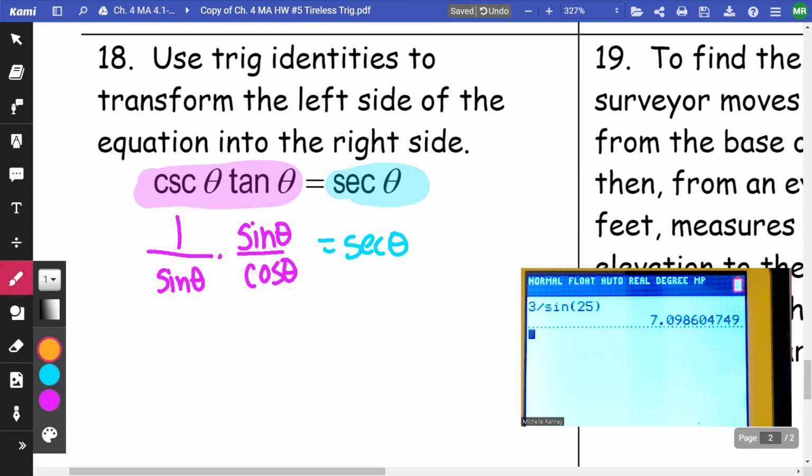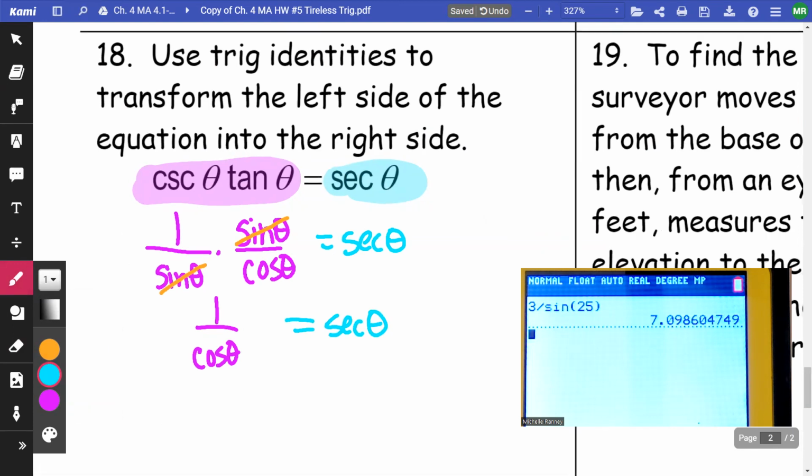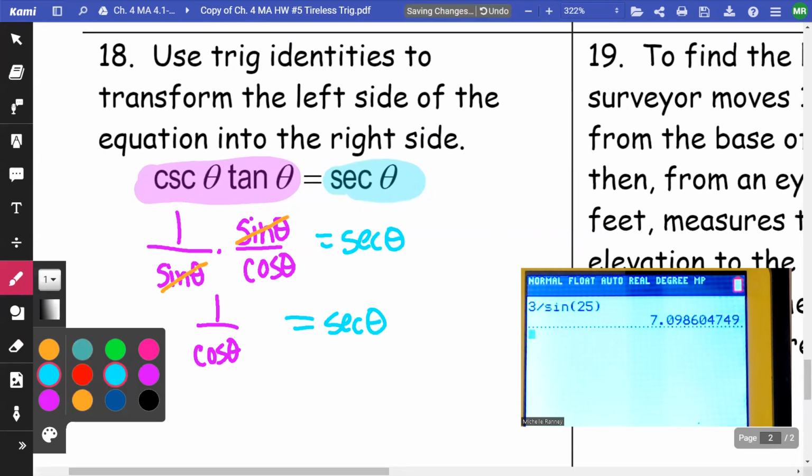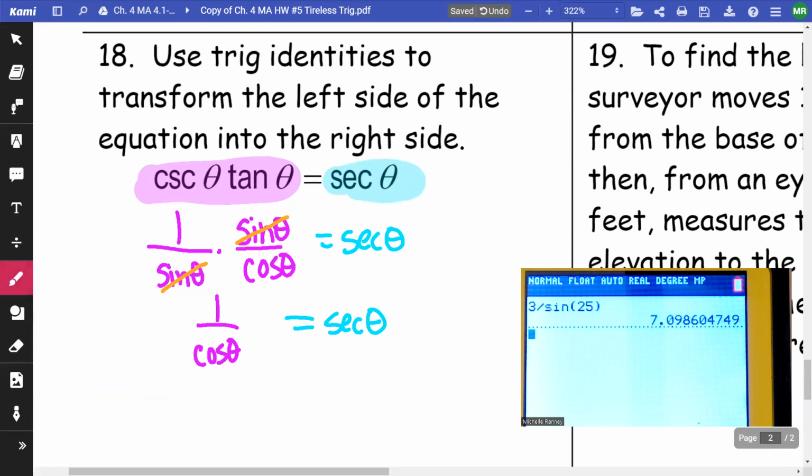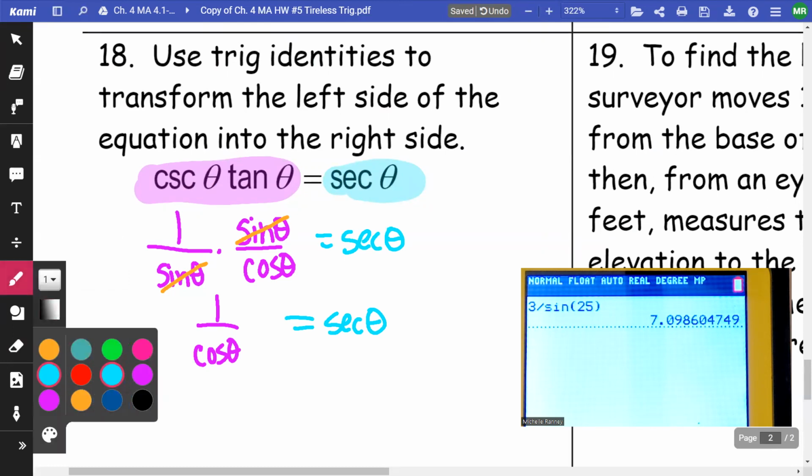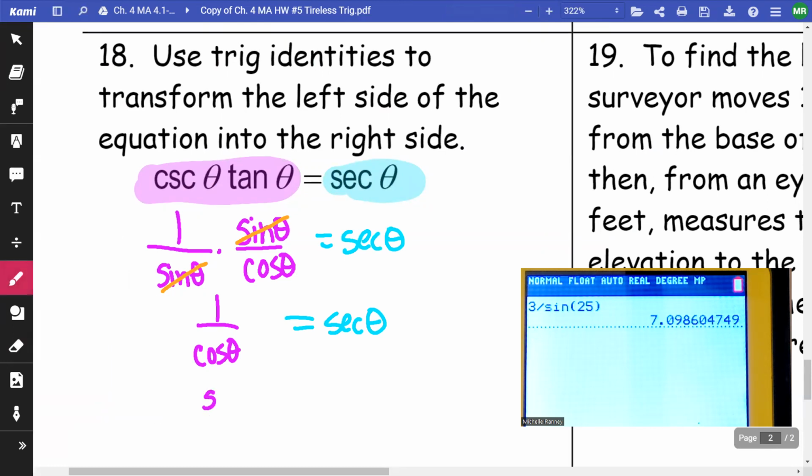So on the purple side, this sine of theta and this sine of theta are going to make a 1. And I'm going to be left with 1 over cosine theta. And then on this side, I've got secant theta. Now, the reciprocal of cosine is secant. So this is going to end up being secant theta equals secant theta. So we got it.